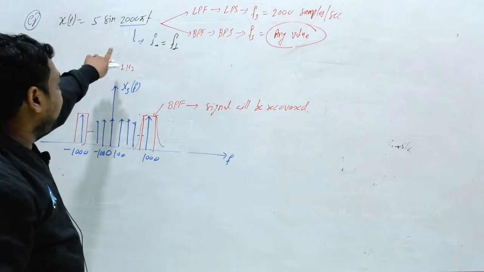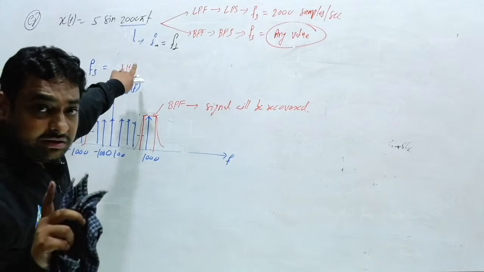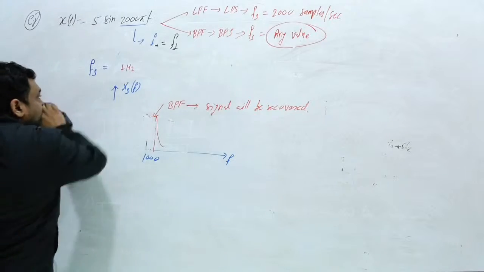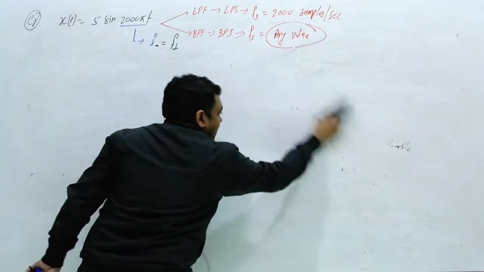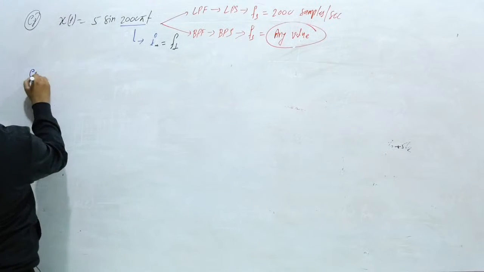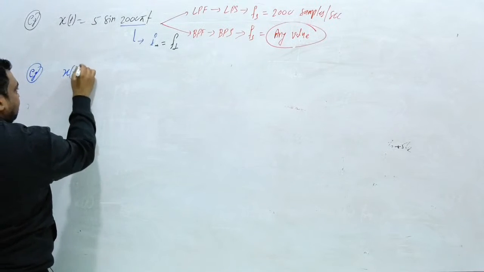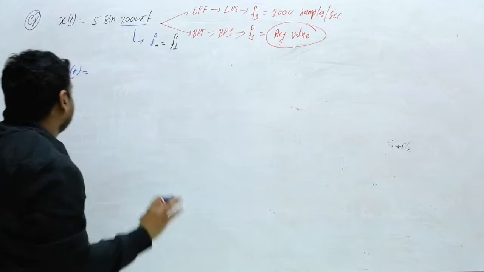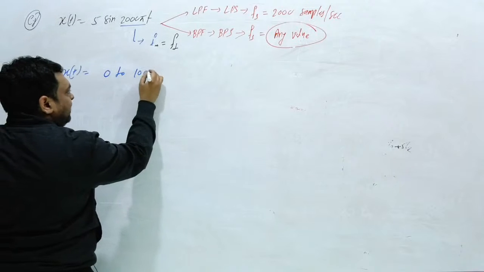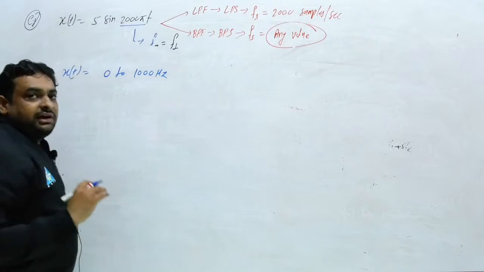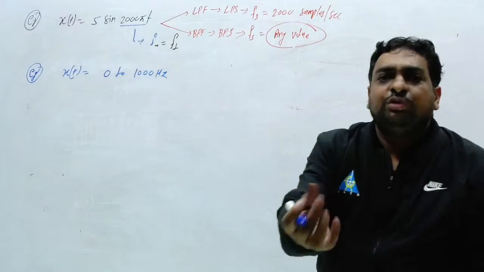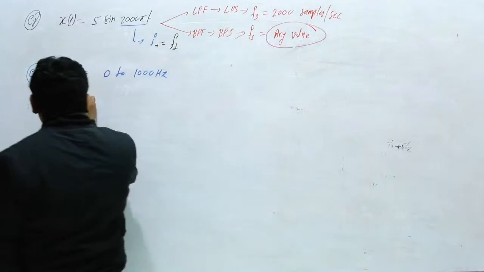I will take some previous year questions from this, so be clear with this kind of signal. Now the second signal. For the next example, suppose x(t) is a signal varying from 0 to 1000 hertz. What should be the minimum sampling frequency?